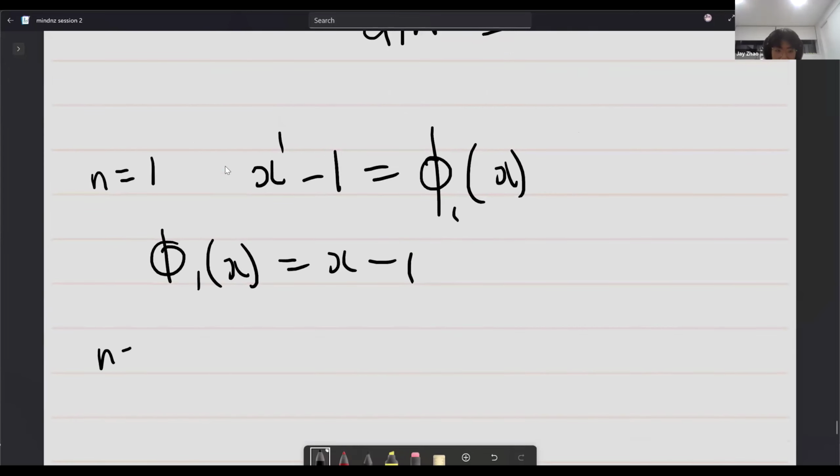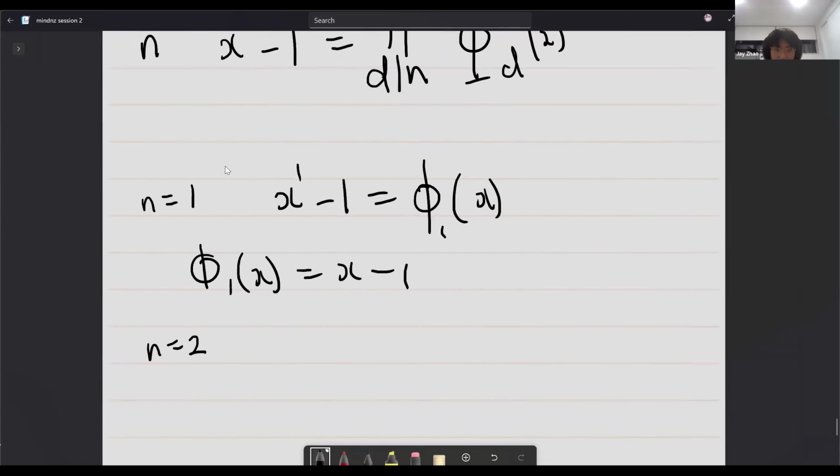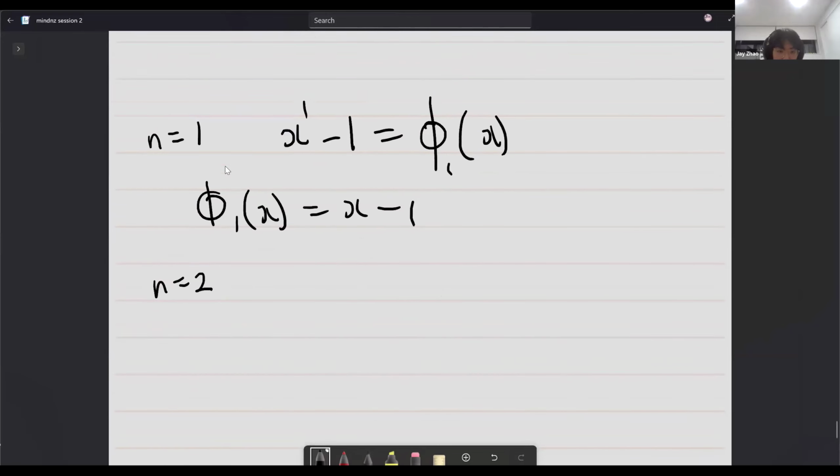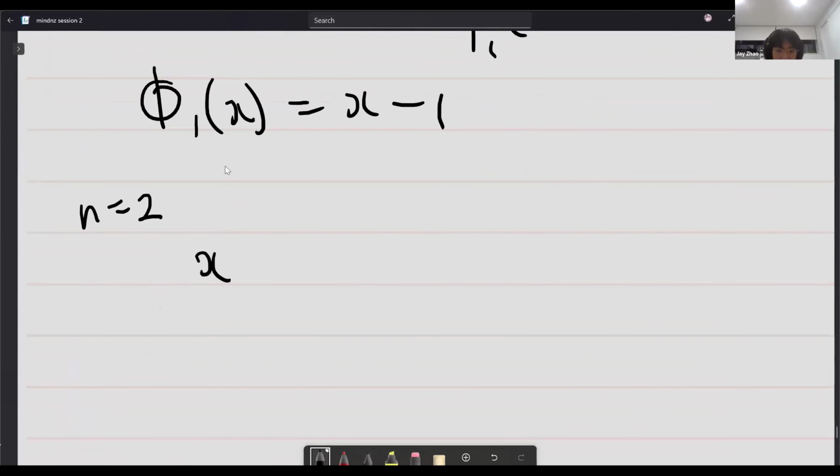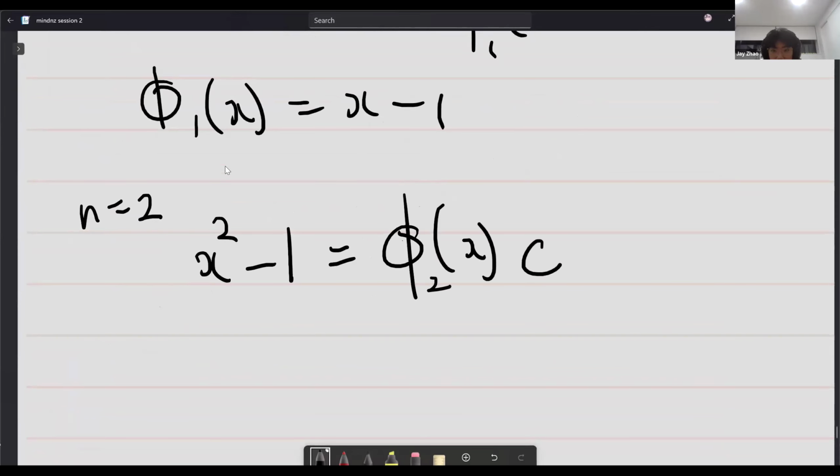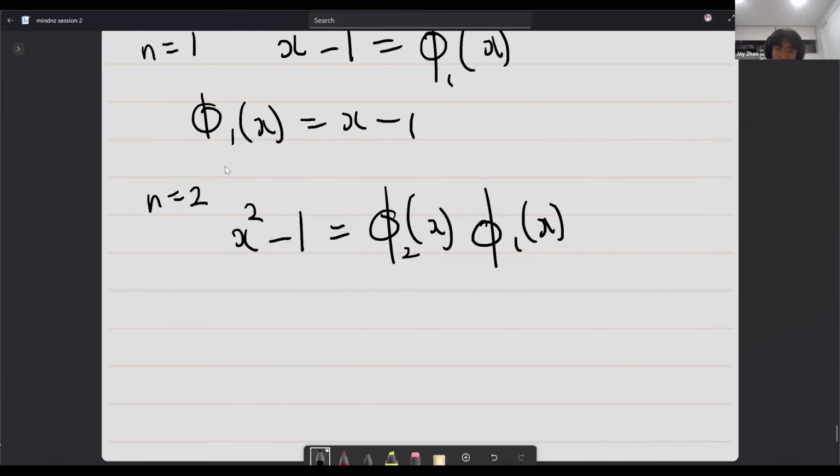And now if we do n equals 2, we have that x squared minus 1 is equal to, and the divisors of 2 are 1 and 2, so it's the 2nd cyclotomic polynomial of x times the 1st of x. And since we know that this is x minus 1, you might recognize that you can factorize an x minus 1 term out of this.